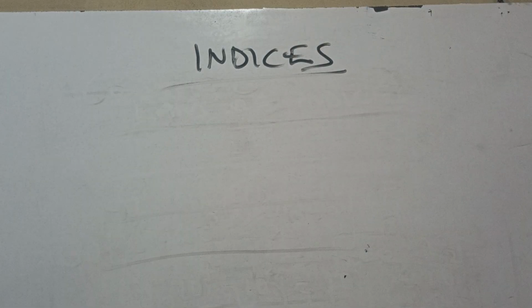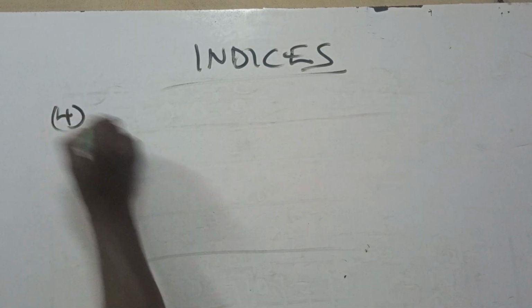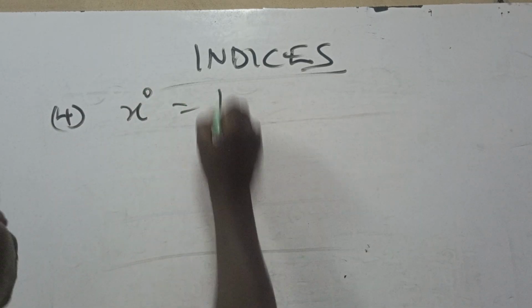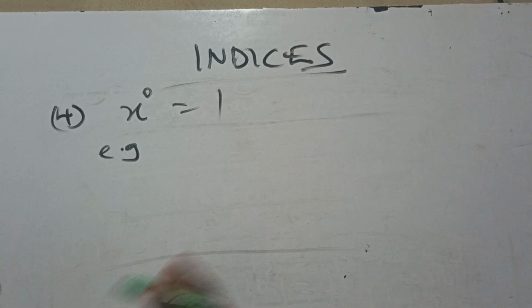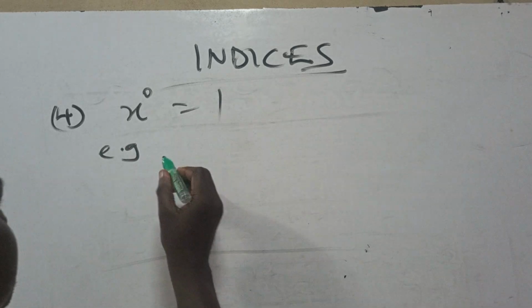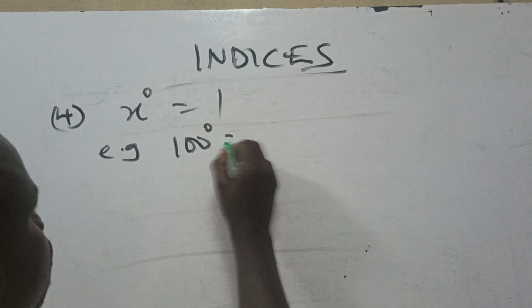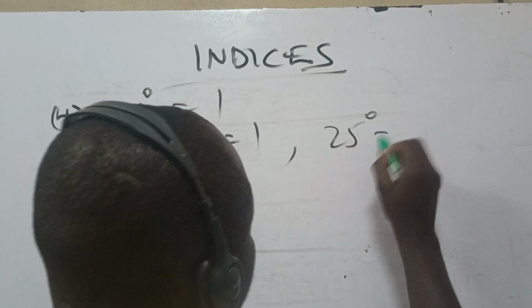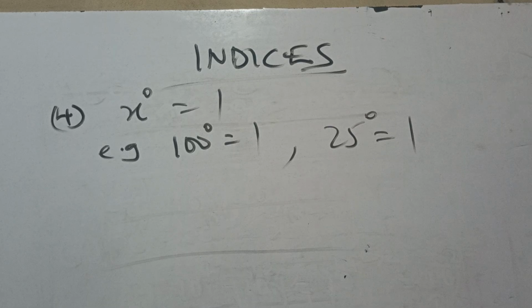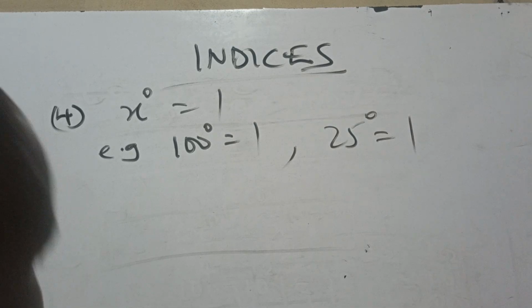Then we move to the fourth law. The fourth law says that x raised to power 0 is equal to 1. That is, this law is telling us that anything raised to power 0 is 1. For example, 100 raised to power 0 is 1. If you have 25 raised to power 0, it's 1. So anything raised to power 0 will give us 1, and that is the fourth law.